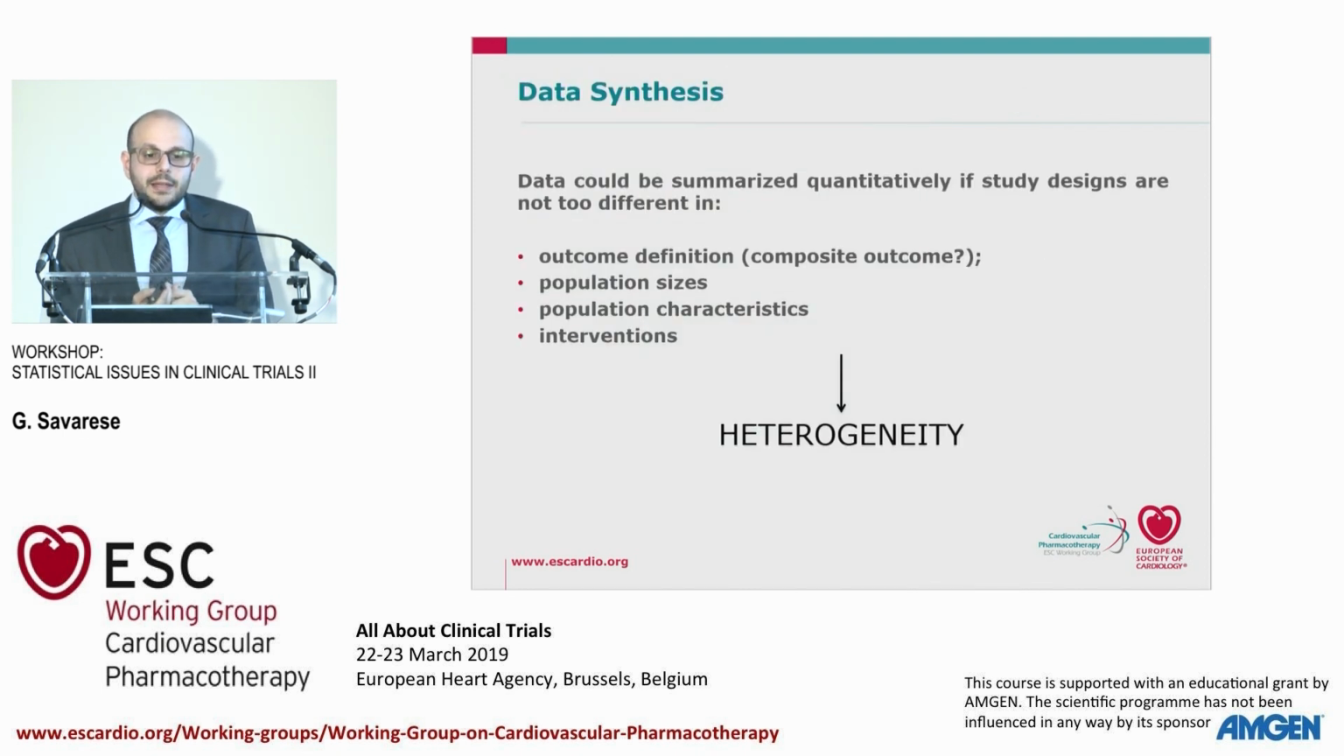Then you can have a data synthesis, so you can use an analytic approach, which is a meta-analysis. So you go from a systematic review to a meta-analysis in very specific cases. This can be done if the studies you are aiming to pool are not too different from each other. Otherwise, you are pooling apples and bananas, and the result makes completely no sense.